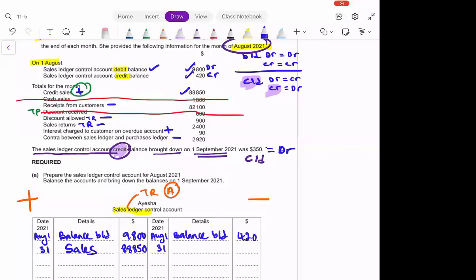After that, I got a receipt from a customer. If you receive money from the customer, it will be reduced. If reduced, it will be in the credit. But if you receive from a customer, can I write receipt? No. You will receive in cash or bank. So you need to write here bank or cash. Both you get marks, but you cannot write both. Either one only. I prefer to write bank. If you want to write cash also can, no problem. Okay, next one.